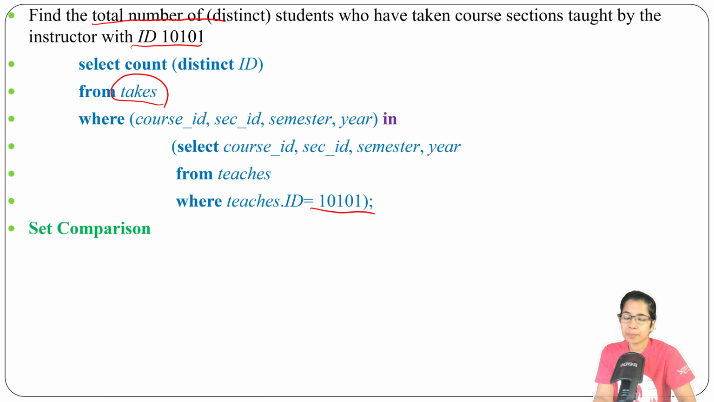Next is set comparison. Here we can compare two sets. For this we will use some or all. In set membership we used in or not in.